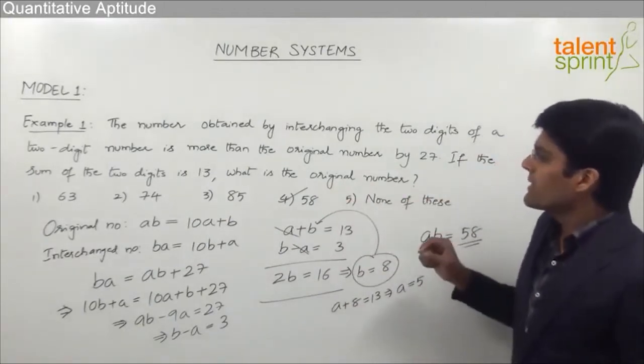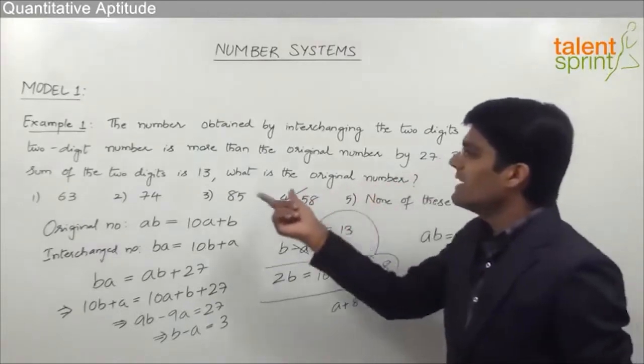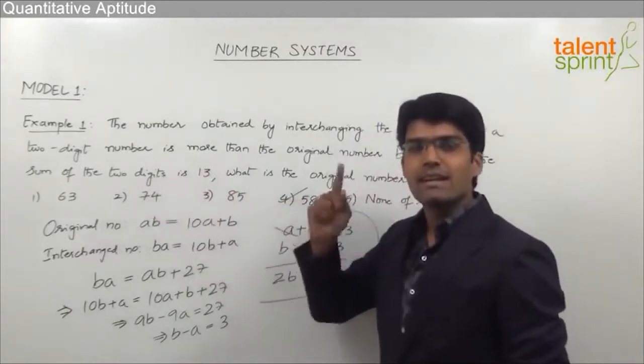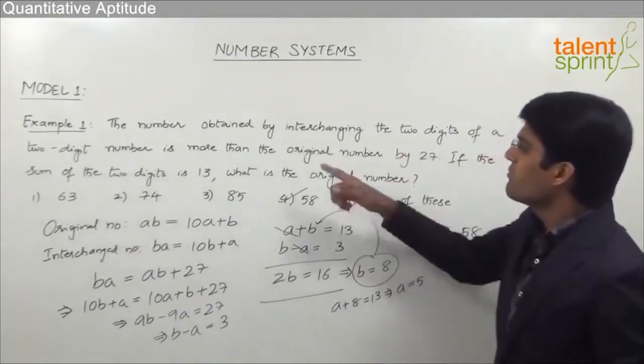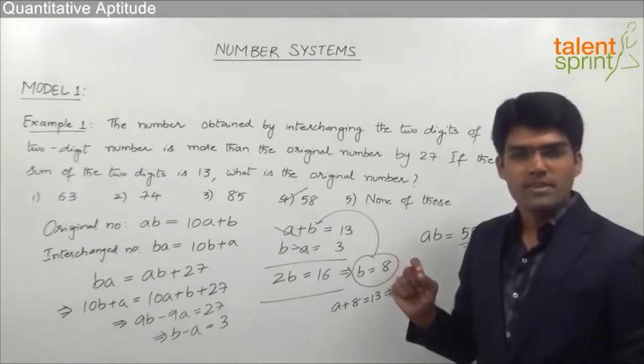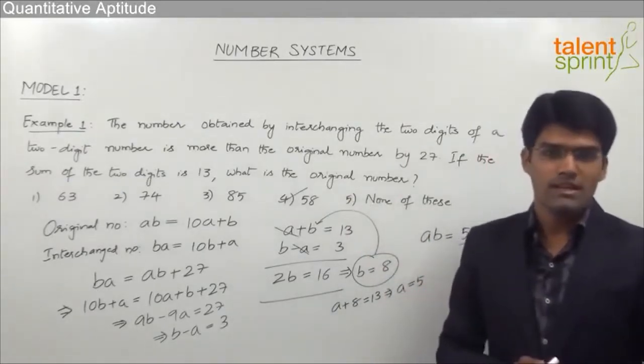If you try to look at the question here, we have got two conditions. One condition is that the sum of the digits is 13, and the other condition is that the number obtained by interchanging the original number is more than the original number by 27. So let us just verify which of the given options satisfies both the conditions.